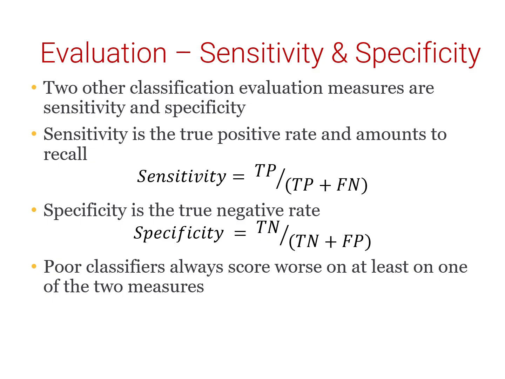Improving sensitivity may come at the cost of lower specificity, and vice versa. The choice between optimizing for sensitivity or specificity depends on the specific requirements and priorities of the problem at hand. Poor classifiers tend to perform worse on at least one of these two measures. A classifier with low sensitivity may miss a significant number of positive instances, while a classifier with low specificity may incorrectly classify many negative instances as positive.